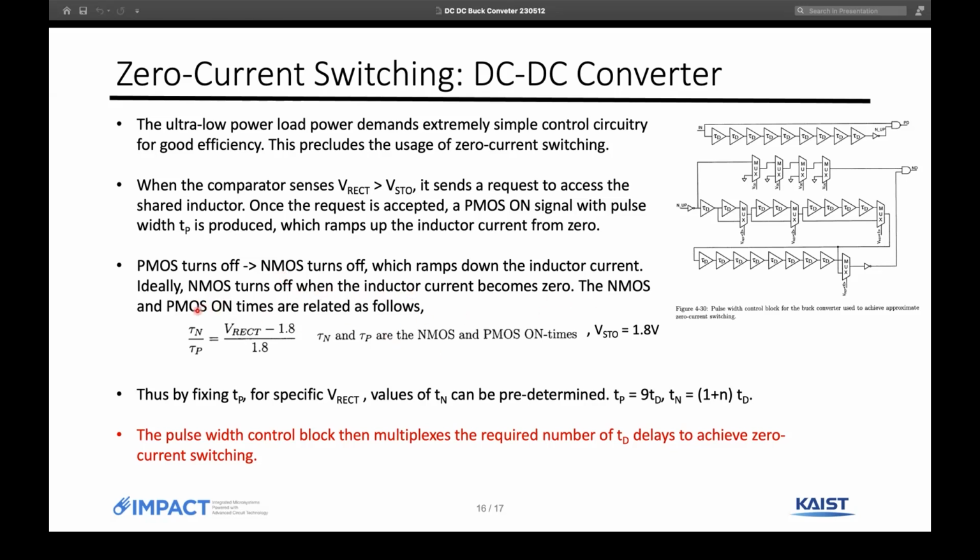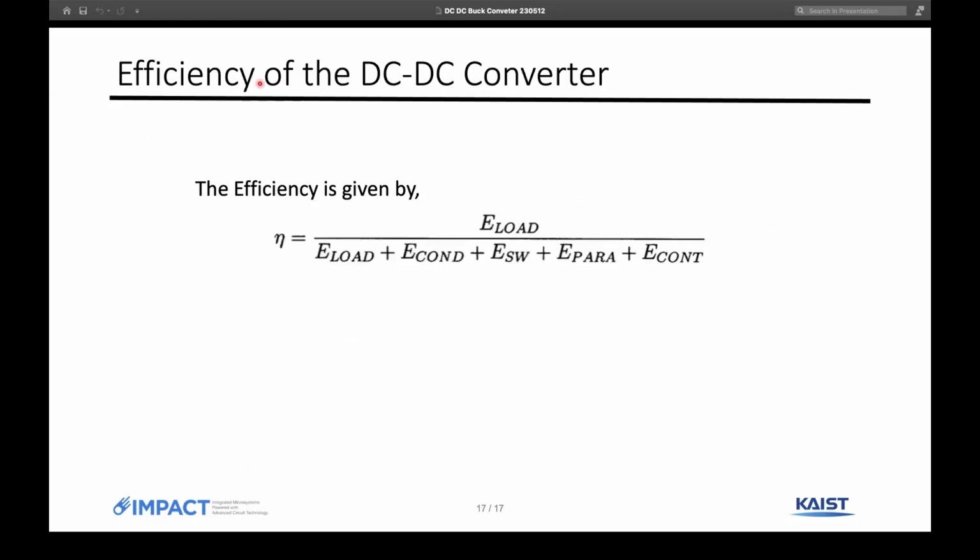So the NMOS and PMOS times are related by this equation. As you can see, it is a function of Vrect. We're assuming VSTO equal to 1.8. If we fix TP, and say TP is equal to 9 TD, then our TN is basically like this. The pulse width control block then multiplexes the required number of TD delays to achieve zero current switching. Finally, the efficiency equation for this DC converter will look like this. So here is the equation for the efficiency.